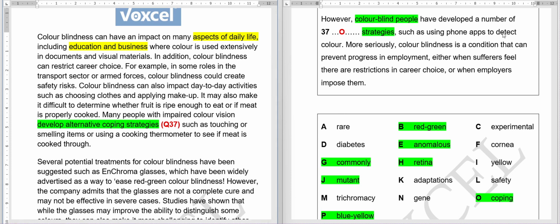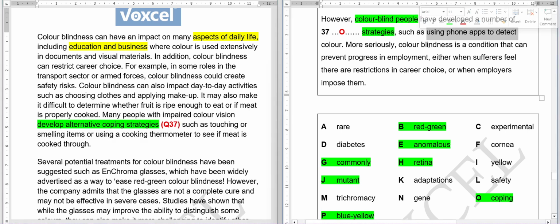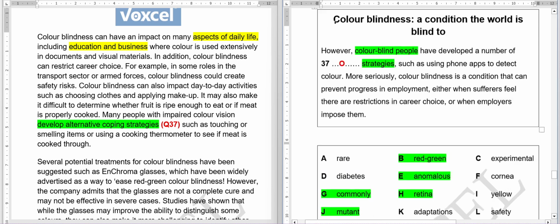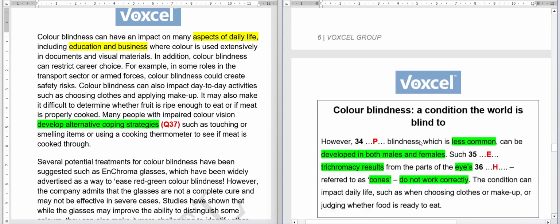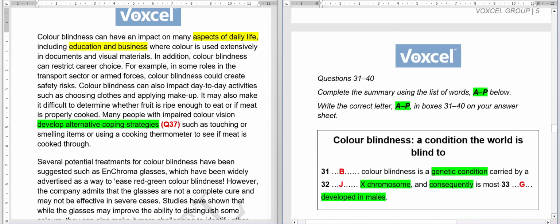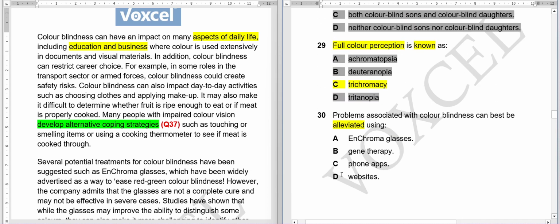Using phone apps to detect something. Okay, we haven't read anything. Yeah, this is smelling items, cooking thermometer, condition can prevent progress environment. These are talking about the phone apps. Okay, have we read anything about phone apps here? Where have we read phone apps? Many people impaired. Yeah, in the question itself, I believe. So phone apps.